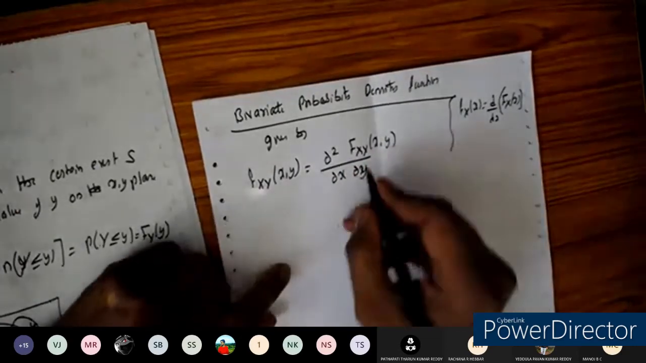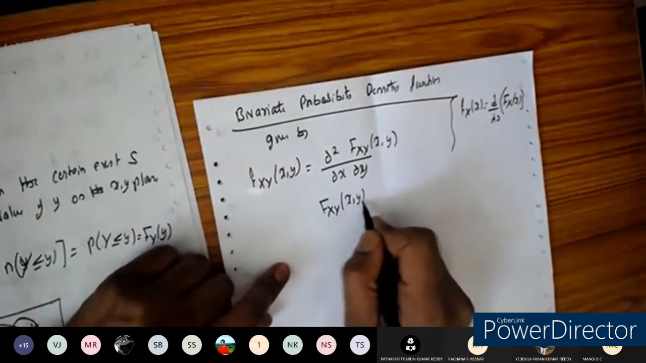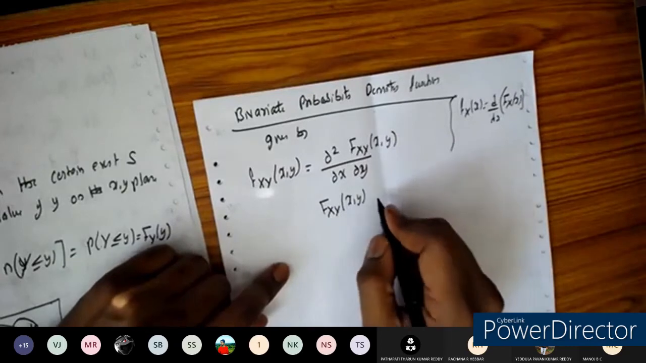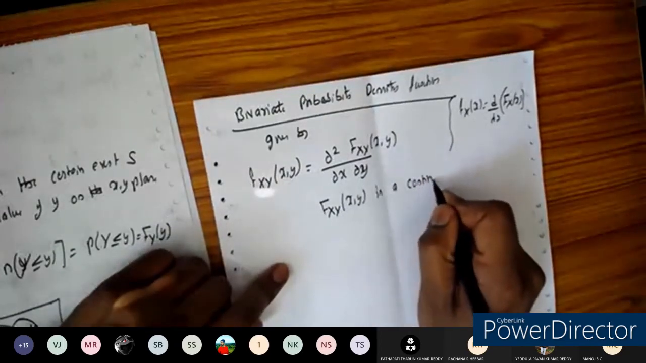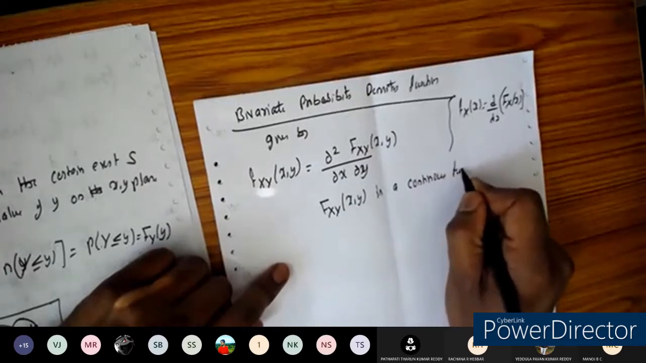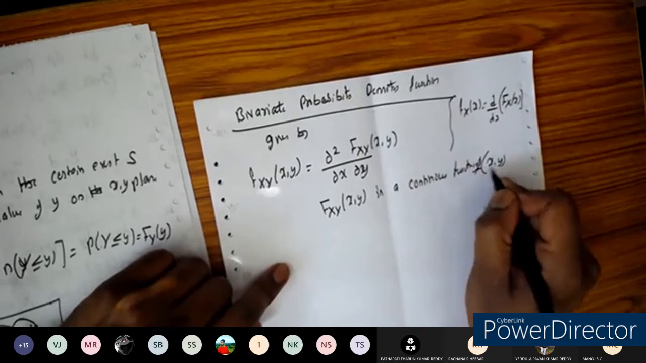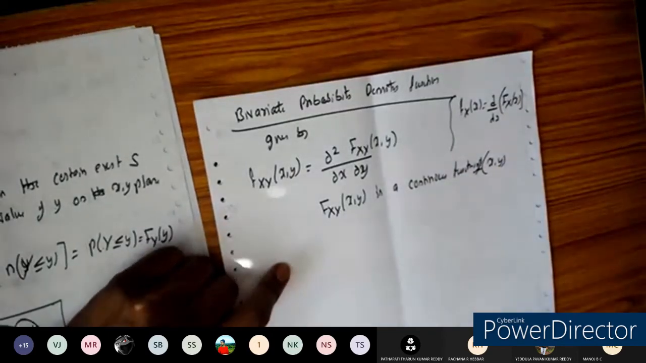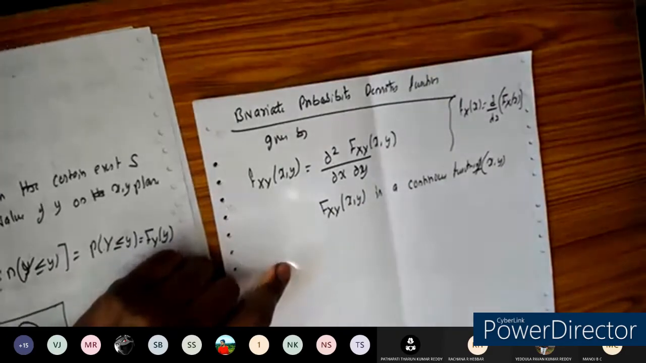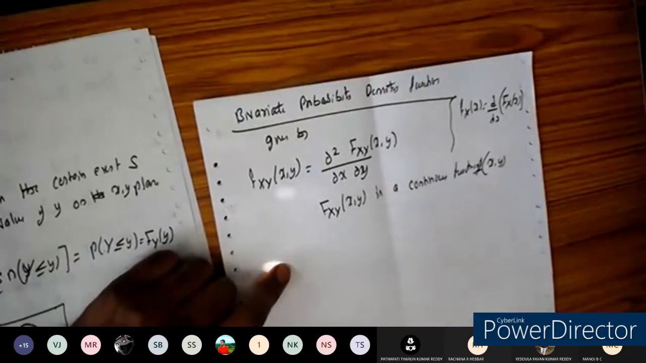Here we assume that F_XY of x comma y is a continuous function of x and y. We are going to assume it is a continuous function of x and y.